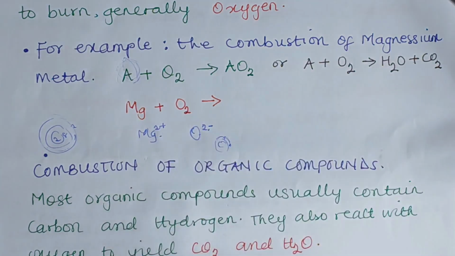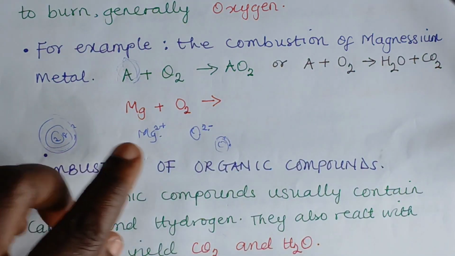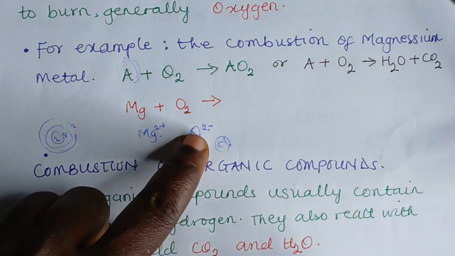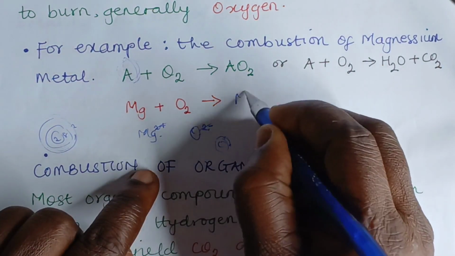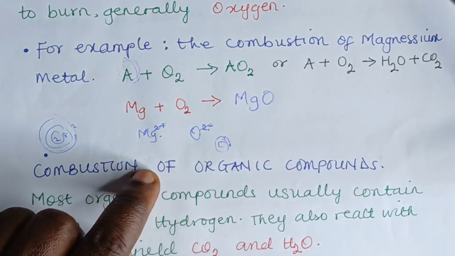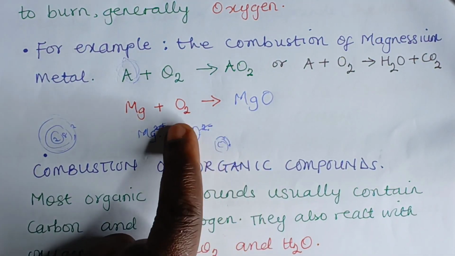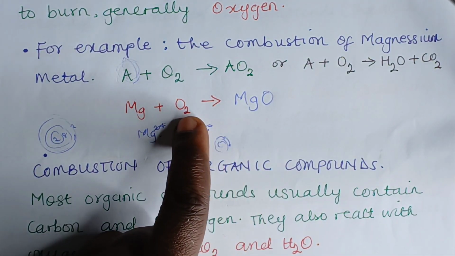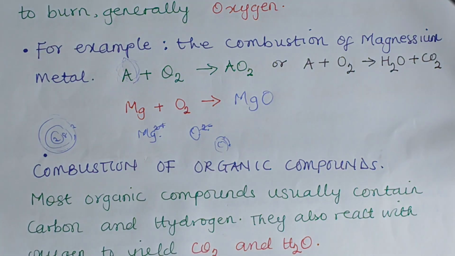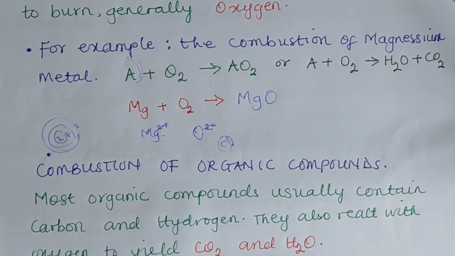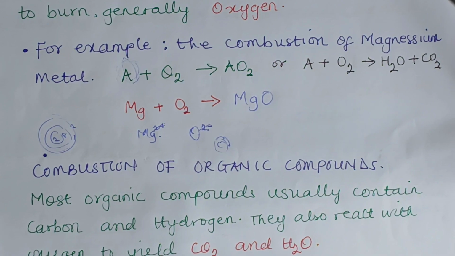So when they gain, they become negatively charged. When they give out, they become positively charged. That's why we have this. Cancelling out, because the charges are the same in magnitude though different in sign, they cancel out, and we have magnesium oxide. You can see here the burning of a magnesium ribbon, and it's called a combustion reaction. Anytime a combustion reaction occurs, a substance reacts with oxygen, and it's an oxidation reaction.